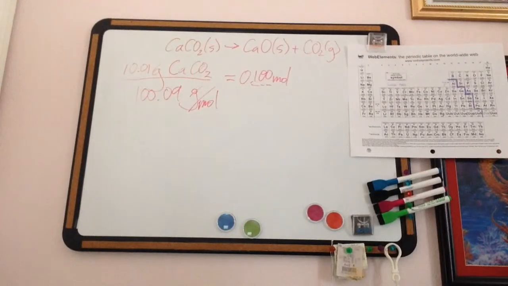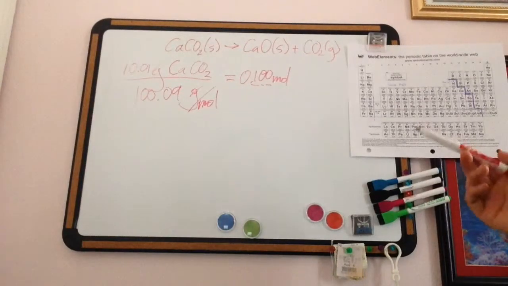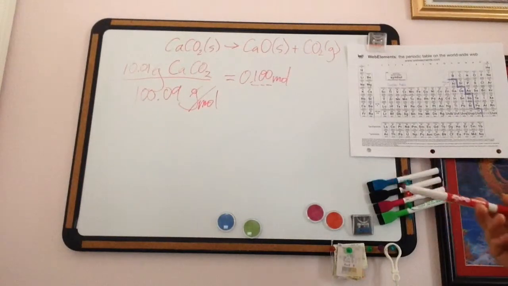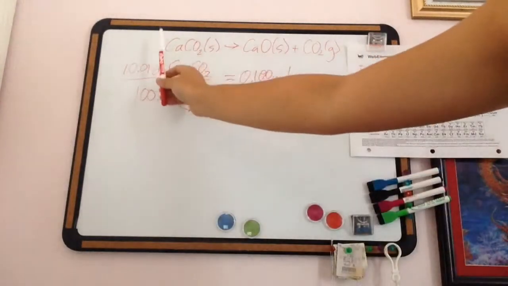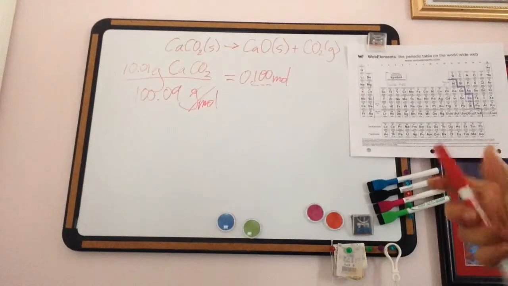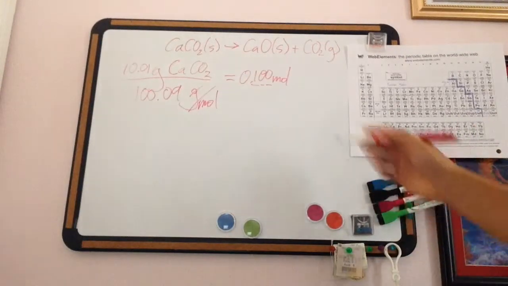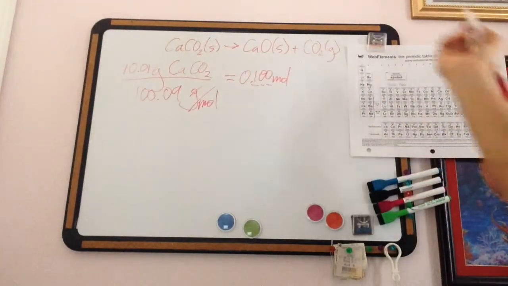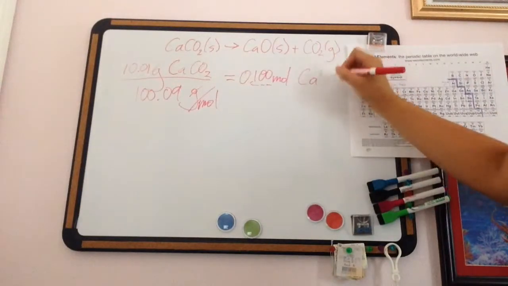Anyway, at this point, you would normally multiply it by the mole ratio, but as you can see in this equation, this is a 1:1:1 equation, so you don't really need to worry about mole ratios. You could just write it as 0.100 moles of calcium oxide.